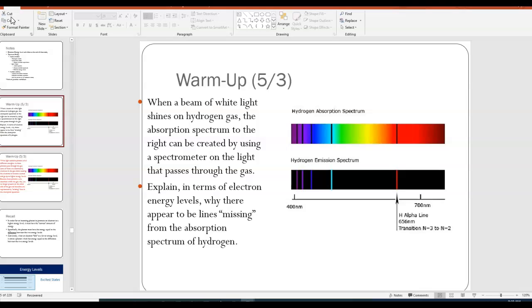Okay, so in this video we're going to be moving on to finish up the unit, and we're going to be doing basic calculations with the Bohr model of the atom. Before we get to that, just a little review question.